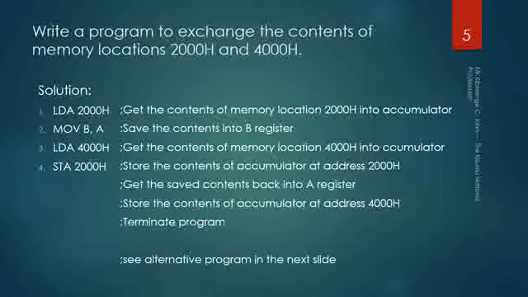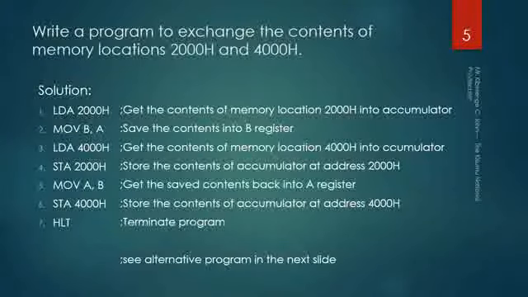And that brings the step in which we are supposed to get the saved content that was in register B back into register A. And we use the command MOV, which is move into the accumulator contents of register B. Now our content is in the register, we store it directly into address 4000. And by doing that, we've managed to switch the data bits. Not forgetting, we have to end the program and we say halt.